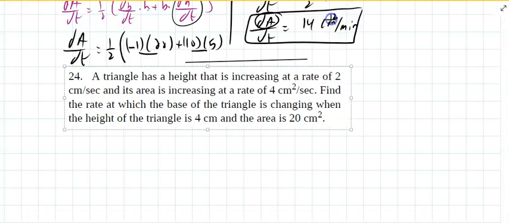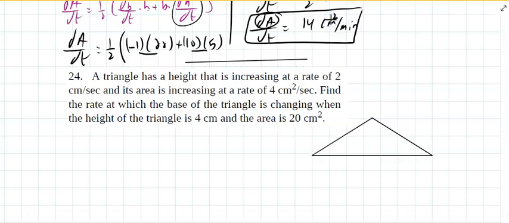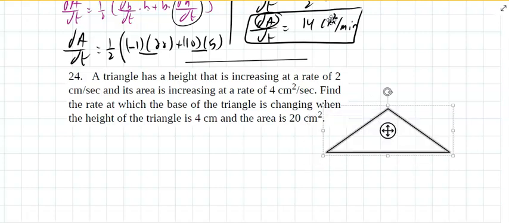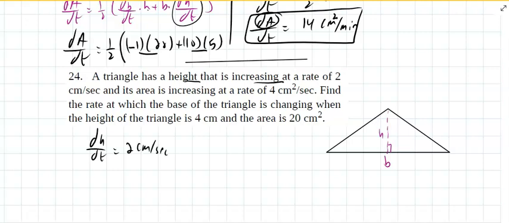I'm going to pick what they have. It looks like an equilateral triangle, but it's not. Unless they tell you that, you can't assume it is. Again, it depends on the height. The height is perpendicular to the base. That's always the case. And let's see how that works. A triangle has a height that is increasing at a rate of 2 centimeters every 1 second.